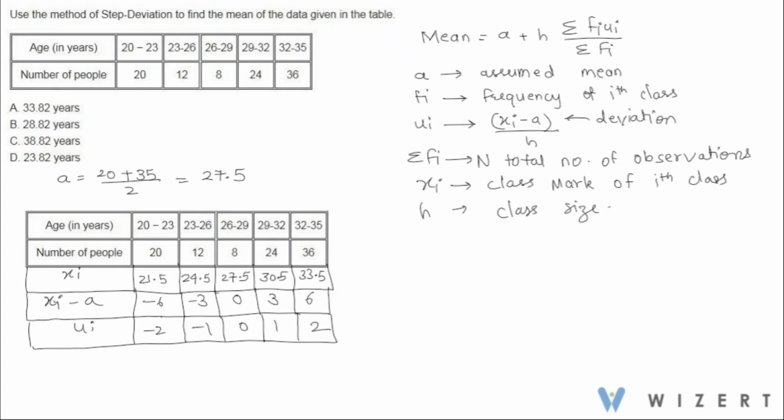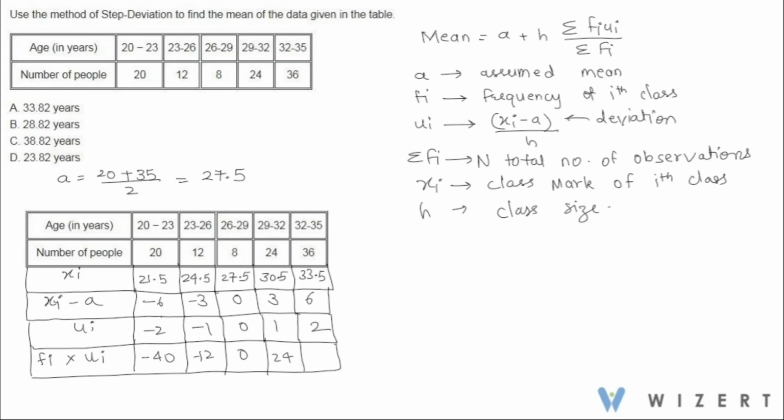Now what we need to do is multiply these ui with class frequencies. So we will need one more row, fi multiplied by ui. So what we have here is 20 multiplied by minus 2, which is minus 40, 12 multiplied by minus 1, which is minus 12, this is 0, 20, this is 24, and this is 72.